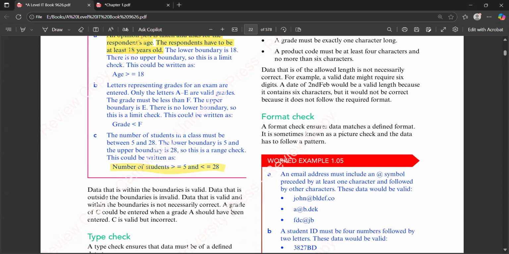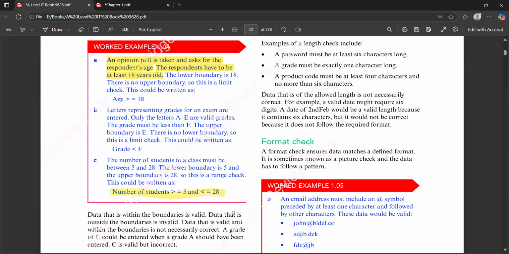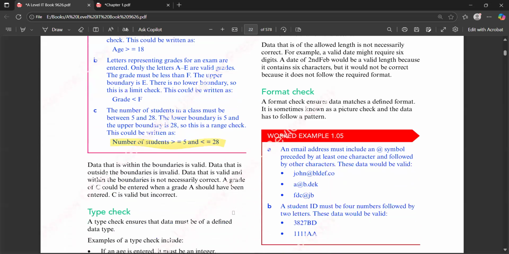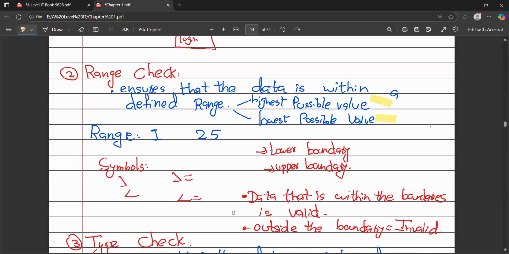Like a grade of C could be entered when grade A should have been entered. So they are actually trying to say that you are trying to add a verification check, but in a validation check. But again, as I said earlier, this does not guarantee that whatever data you are entering into the computer system is 100% accurate. Is it clear? Yes.